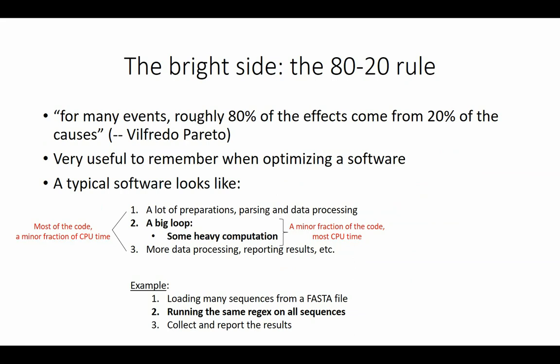But there is a bright side to it, which is something often called the 80-20 rule, which was invented by this nice Italian guy called Vilfredo Pareto. It was originally applied to domains like business and economics, but they found that it also applies to many engineering disciplines, including software programming. What this rule basically says is that for many events, roughly 80% of the effects come from 20% of the causes. OK, so it's a rule in the sense of an observation. It's not like a law of physics, something that is embedded into the universe.